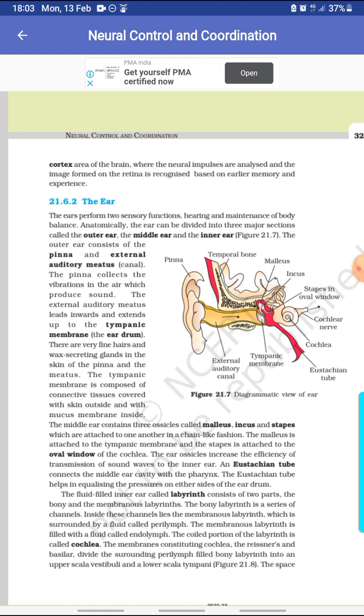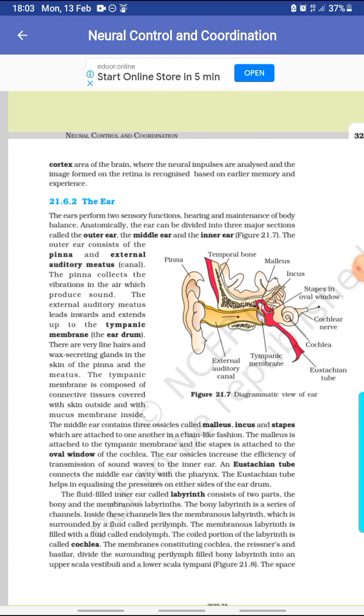The fluid-filled inner ear, called labyrinth, consists of two parts, the bony and the membranous labyrinths. The bony labyrinth is a series of channels. Inside these channels lies the membranous labyrinth, which is surrounded by a fluid called perilymph. The membranous labyrinth is filled with a fluid called endolymph. The coiled portion of the labyrinth is called cochlea.